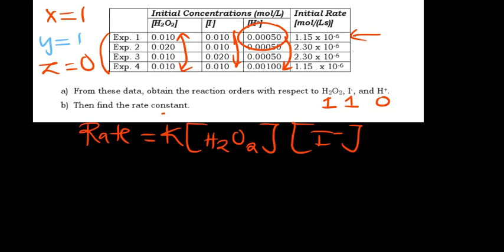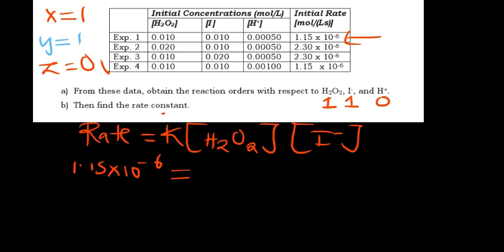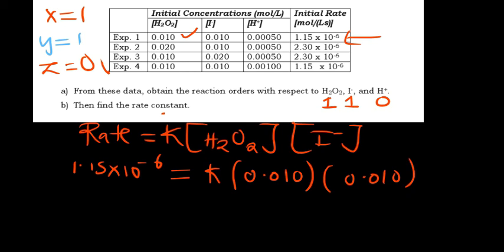Now to find the rate constant, how do we go about it? To find the rate constant, we have to substitute in the equation. Just substitute any experiment of your choice. So let me go for experiment 1. Our rate there was 1.15 times 10 to the power negative 6 for experiment 1. And then our K is what we're trying to find. H2O2 was 0.010. Iodide was also 0.010.